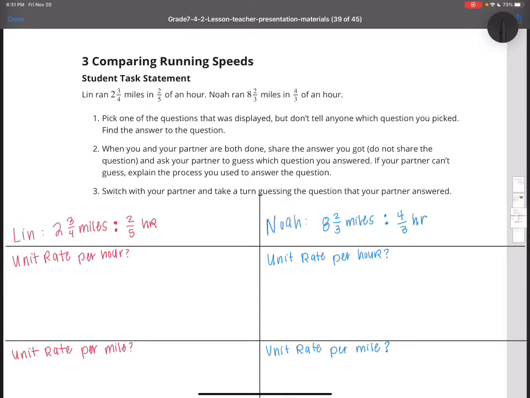It tells you that once you and your partner are both done, share the answer which you got. Do not share the question. And ask your partner to guess which question you answered. If your partner can't guess, explain the process you use to answer the question. Switch with your partner and take turns guessing the questions that your partners answered, okay?